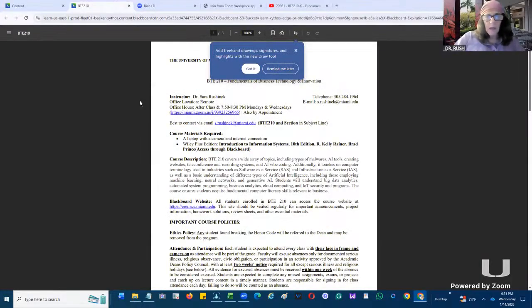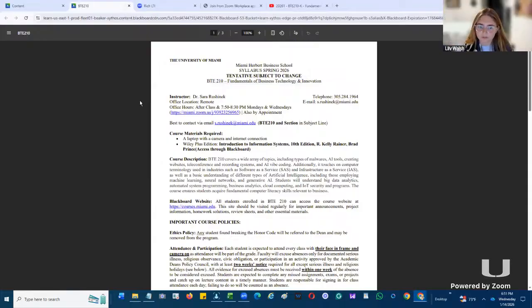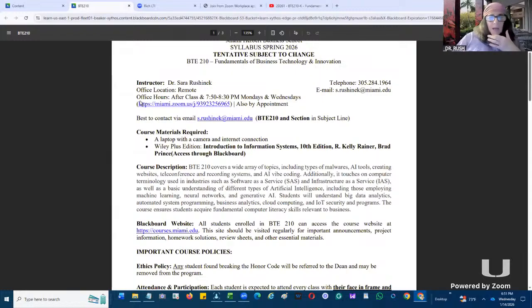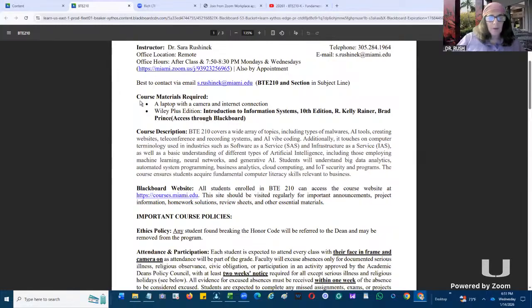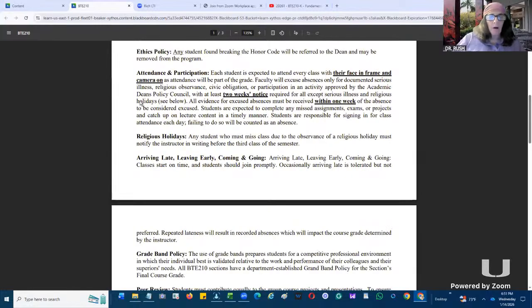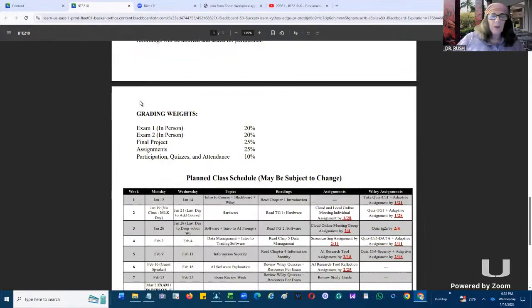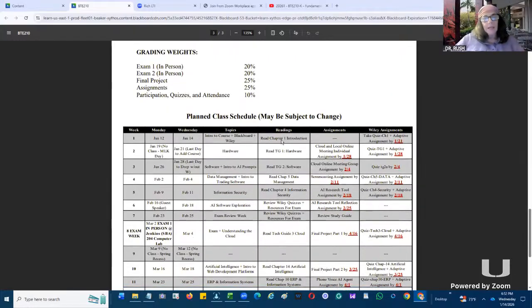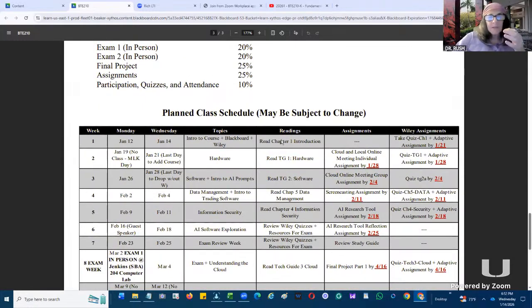Has the syllabus been updated, or not yet, Lily? Lily: Yeah, it's been updated. It says access through Blackboard instead of the link to Wiley Plus. Perfect. So basically, you see my office hours, as we discussed before. It's after this class, so you don't have to go anywhere. You have the Wiley Plus, all the peer reviews, all the policies, behavior. You know that exam one is in person, exam two is in person. The final project will be 25%. It's a group project. Your assignments will be individual and with your group. And you can see participation, quizzes, and attendance polls will be available.